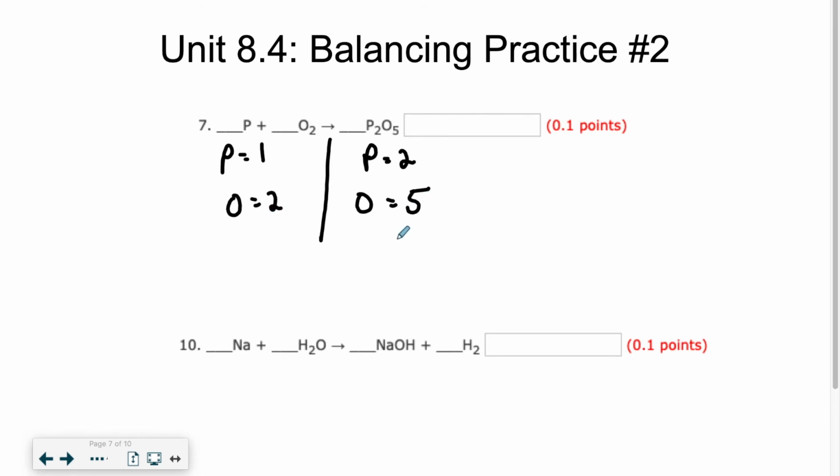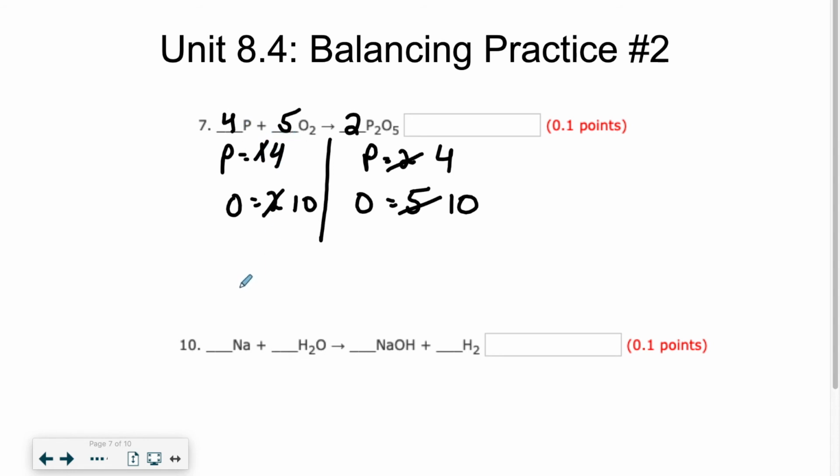So what I'm going to do is make both of these numbers a 10, because I can accomplish that through multiplication. In order to make this oxygen a 10, I would have to put a 2 out in front. That changes my phosphorus to a 4, changes my oxygen to a 10. In order to change the oxygen to a 10 on this side, I would need a 5. So 5 times 2 is going to be 10. In order to make the phosphorus now a 4, I have to put a 4 out in front.